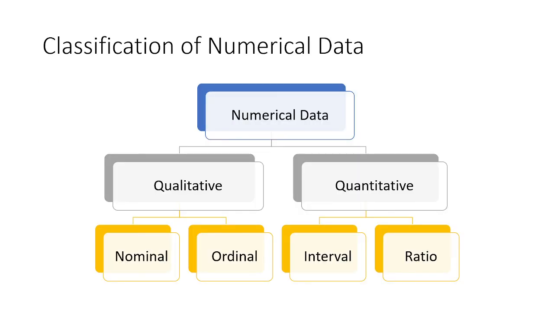Okay, so here are some other classifications of numerical data. Basically, we can classify the nominal, ordinal, interval, and ratio levels of measurement based on their being a quality or a quantity. So under the qualitative variables, we have nominal and ordinal, and for quantitative, we have interval and ratio.